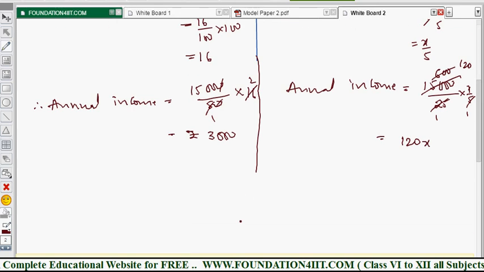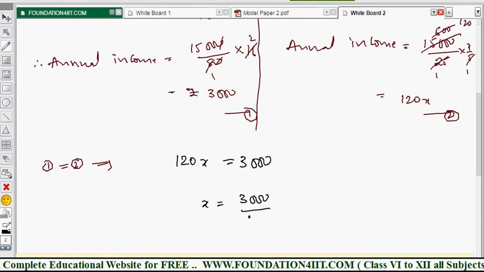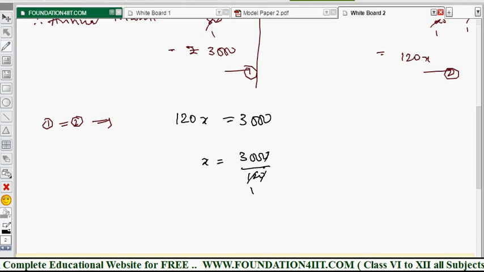Now as per the question, these both are equal. Okay, let this be equation 1 and this is 2. As per question, 1 is equals to 2 because annual income is same for both cases. Then we can take that 120X is equals to 3,000. So using this you can find out the value of X. X is equals to 3000 by 120. So 0 0 cancel. 300 by 12. So 12 twos are 24, and 12 5s are 60. So 25%. Therefore, Geeta's shares dividend is 25%. Right. So we can solve this.